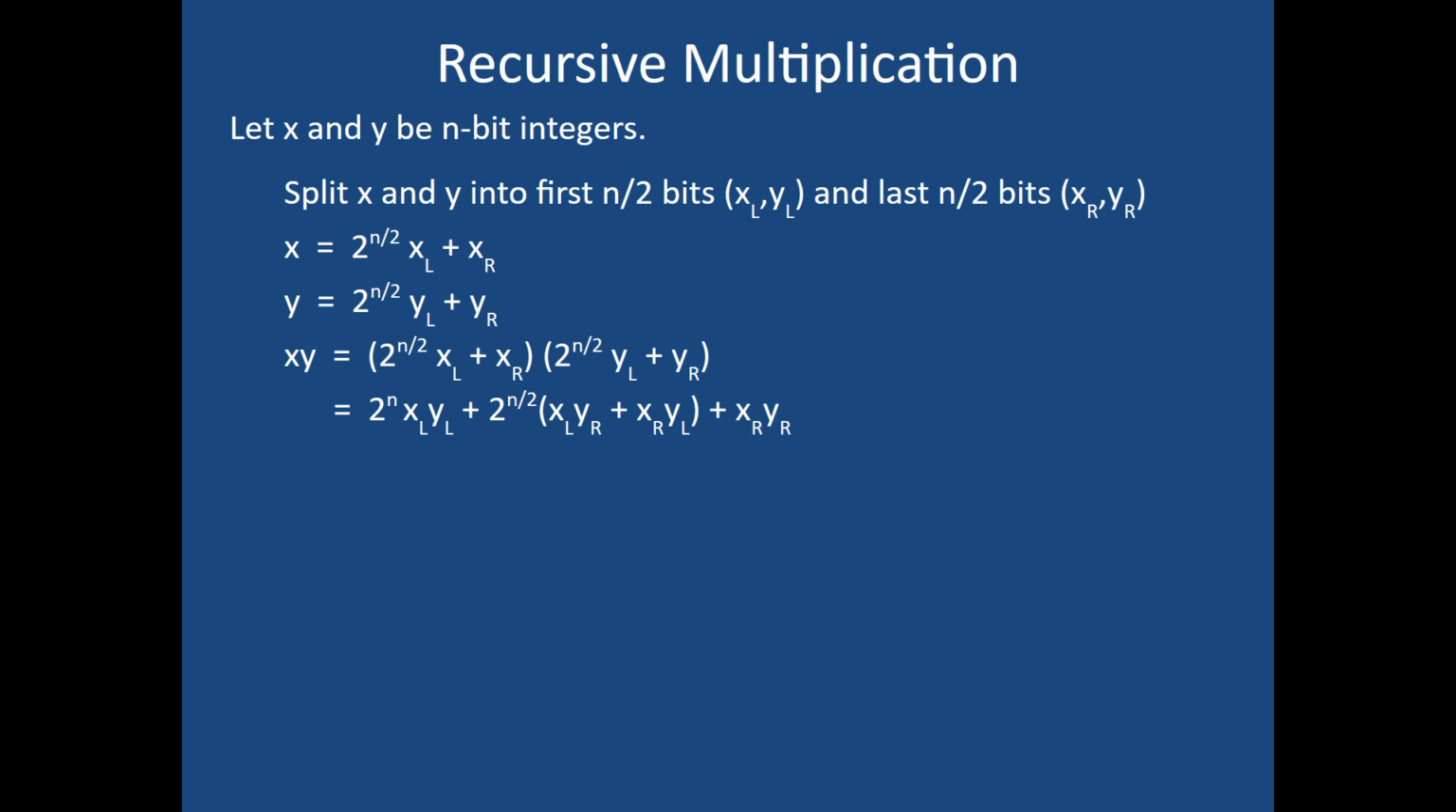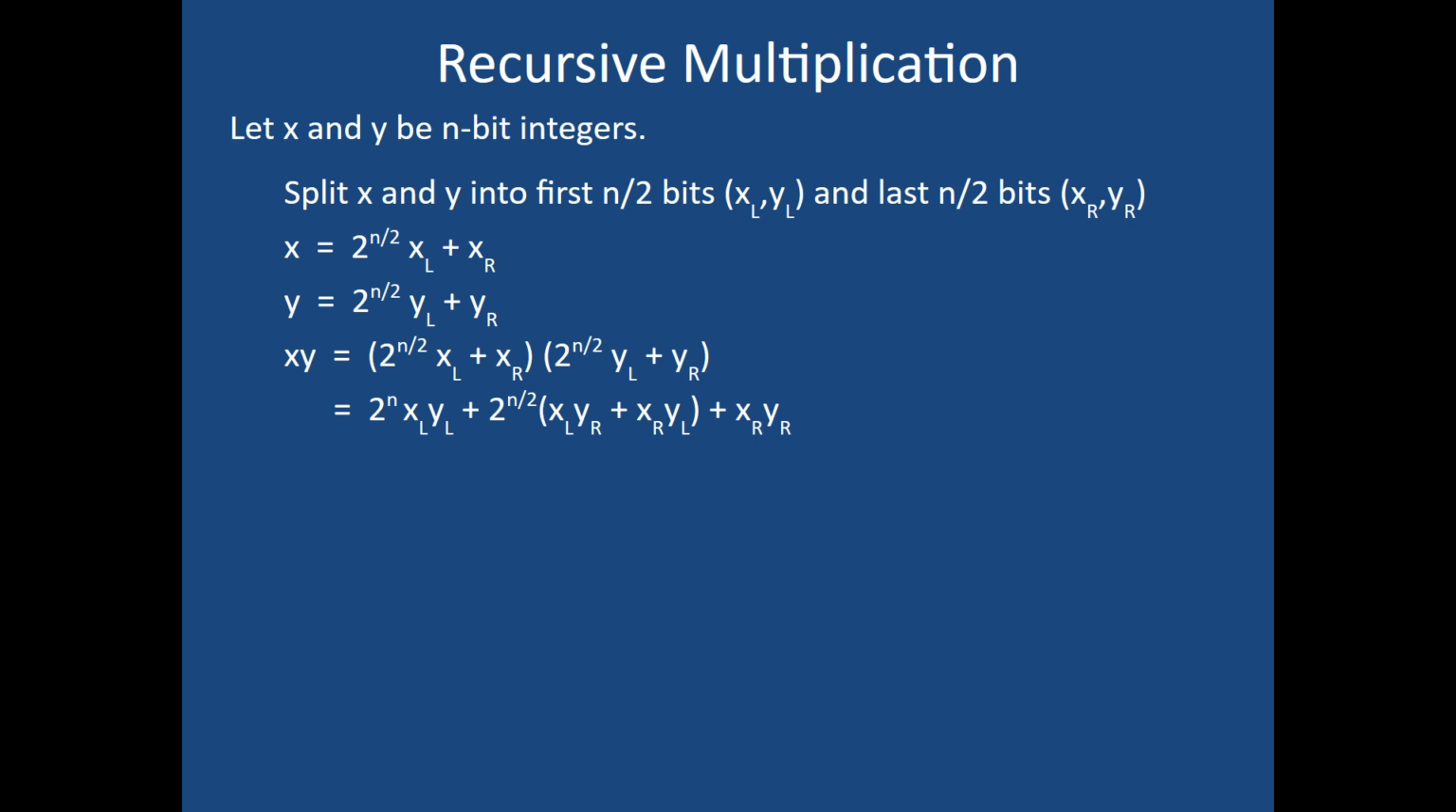How would you describe it? Where's the recursion? Is it in the multiplication between the left and right hand sides? Right. x times y is being described in terms of xl times yl, xl times yr, xr times yl, and xr times yr. So there are 1, 2, 3, 4 recursive multiplications happening, but each of those involves numbers that are half as big as the original.